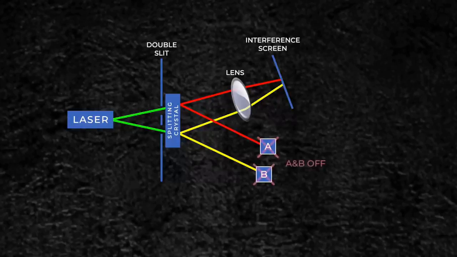If A and B are turned off, you see a wave pattern. That kind of makes sense, but if A and B are on and you look to see which slit the photon went through, you get a particle pattern.